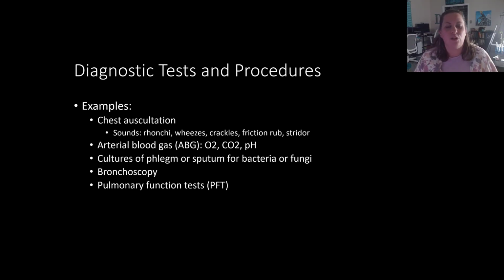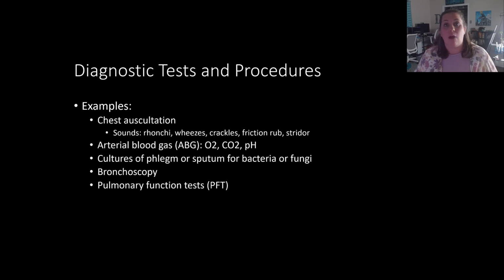We can also take cultures of the phlegm or sputum that somebody coughs up. This is going to be important in helping us diagnose if there are bacterial infections or fungal infections taking place. We can also do a bronchoscopy, where we put a camera down into the bronchi and take a little bit closer look. And we can also do a pulmonary function test.